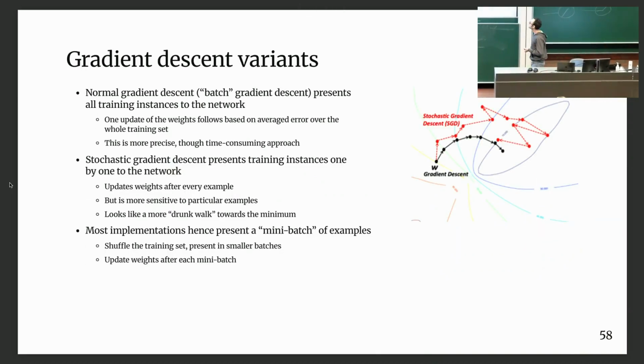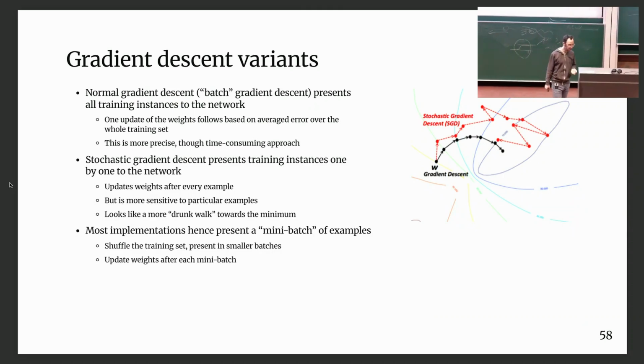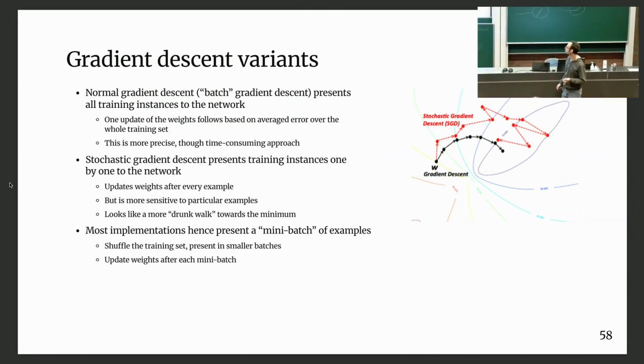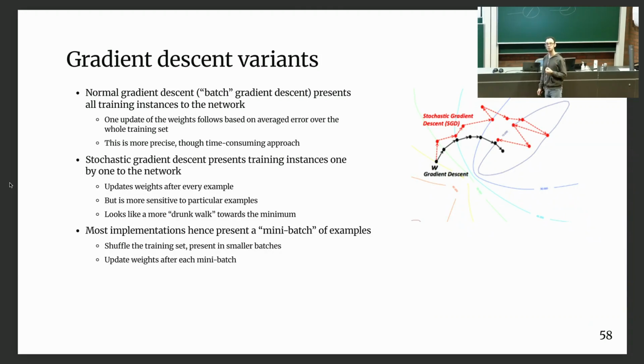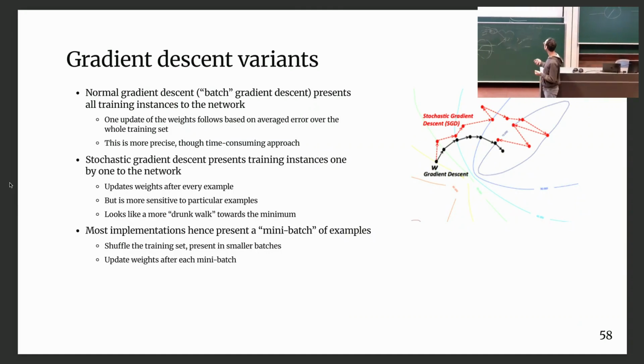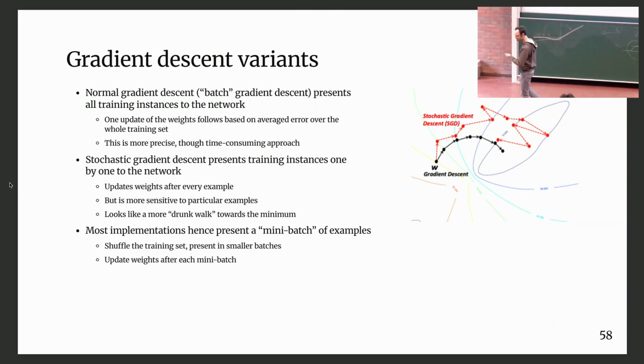Gradient descent variance. I already mentioned the difference between stochastic gradient descent and gradient descent. The difference is basically when you perform a weight update. With normal gradient descent, you calculate your loss for your complete training data, you average that loss, and you move your weights based on that average loss value. With stochastic gradient descent, you perform a weight update after every instance. Benefit, you use your data more effectively, but your optimization path can end up looking a little bit more like a drunk walk towards the minimum, because you're more sensitive to particular outputs over particular instances, whereas gradient descent is a more averaged kind of optimization.